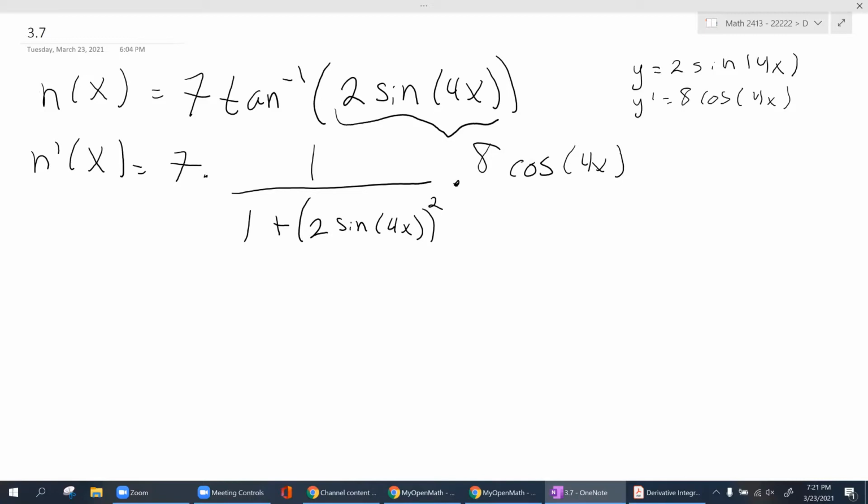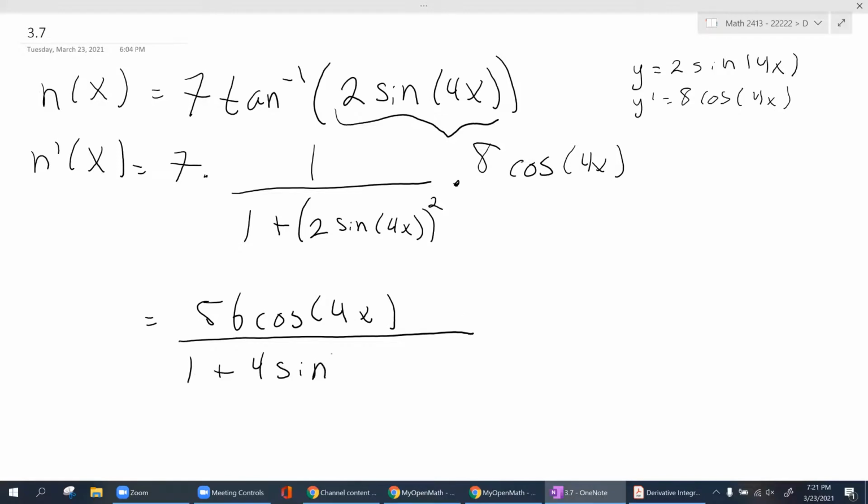And of course, like I said, we have to simplify this. I have 7 times 1 times 8 on the top. That's just going to give me 56 cosine of 4x. And of course, I need to simplify that squared term. So this is going to be 1 plus 4 sine squared of 4x. And that's what I have.